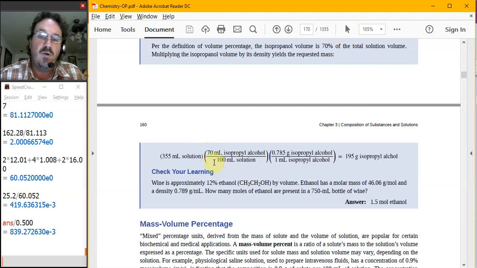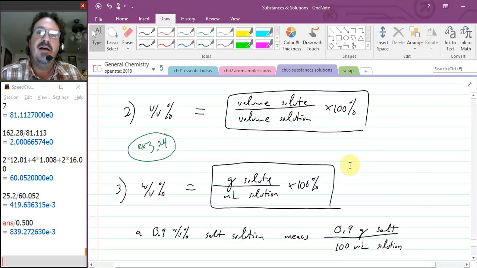Now it's per 100, whatever volume you're going to use. In this case, they're using milliliters. Could have been liters, as long as it's consistent, same as top and bottom. Alright, so the milliliters of the solution cancel. That gives me milliliters of isopropyl alcohol. I can use the density to convert to grams. 195 grams of isopropyl alcohol are in that bottle. Alright, so you can see again, dimensional analysis, canceling out the units.